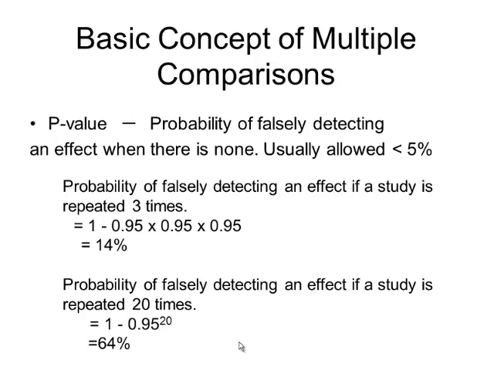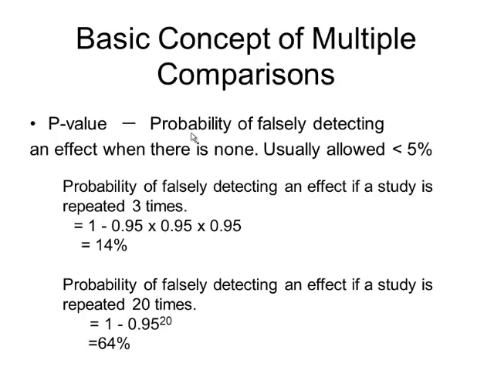Okay? And p-value is a probability of falsely detecting an effect when there is no effect. And more technically, p-value is the probability of observing the difference shown by data, or more extreme, when there is no effect by this drug. Okay? So if this probability is less than 5%, you are allowed to claim statistical significance.